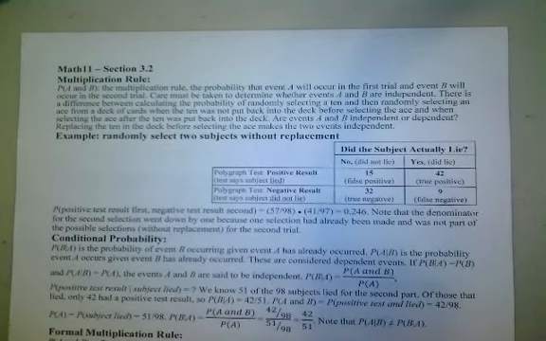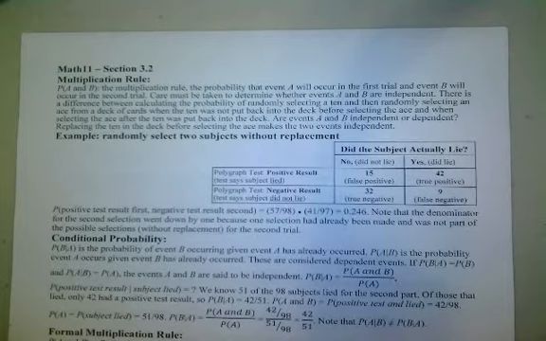In section 2, we look at the probability that deals with multiple events. In other words, P(A and B), the multiplication rule, is the probability that event A will occur in the first trial and event B will occur in the second trial. So instead of one simple event, we're looking at two different events. And so what is the probability that both events will happen? And of course, it can be more than just two.